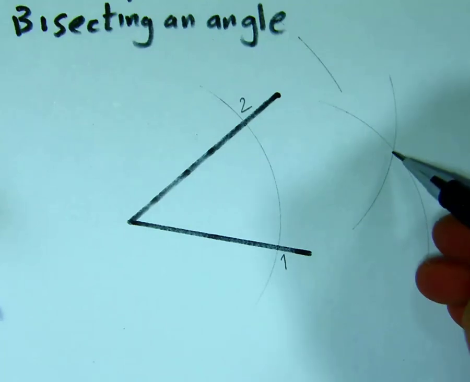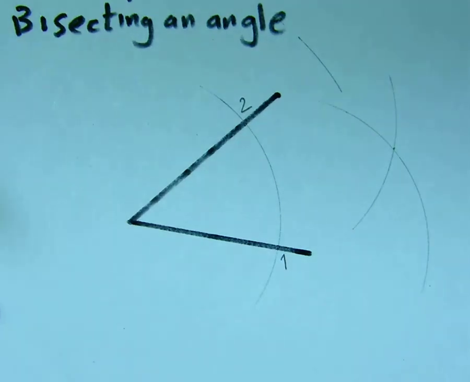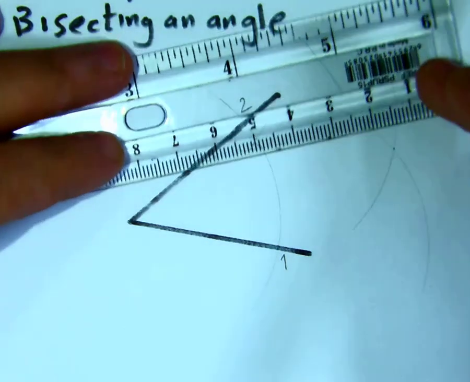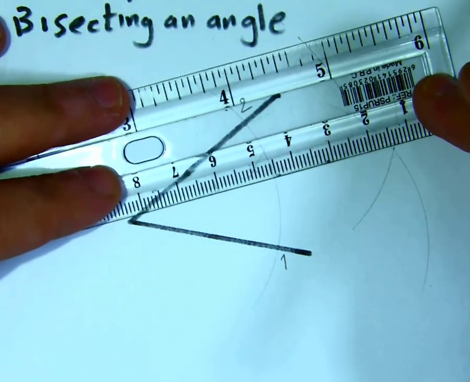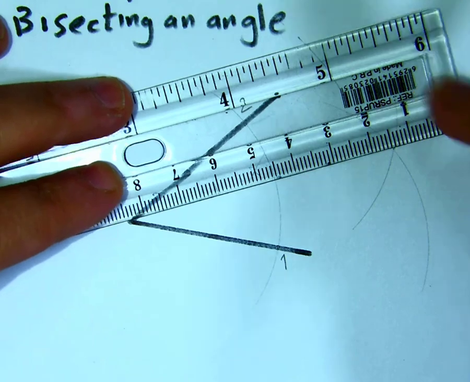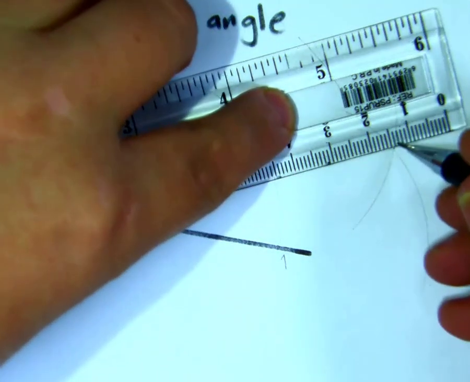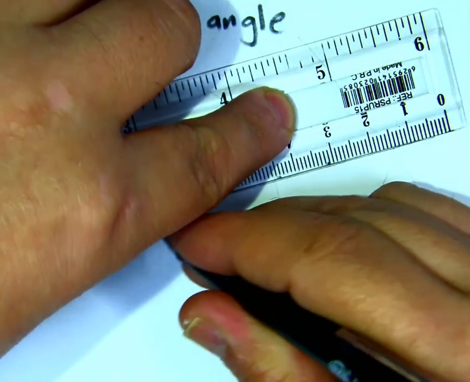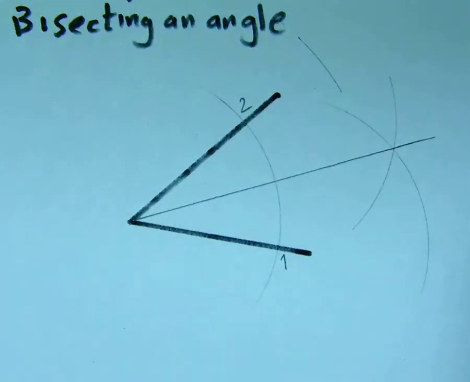These two arcs now intersect at this point. Now you have to connect the intersection and the vertex. Now what you did is bisecting an angle.